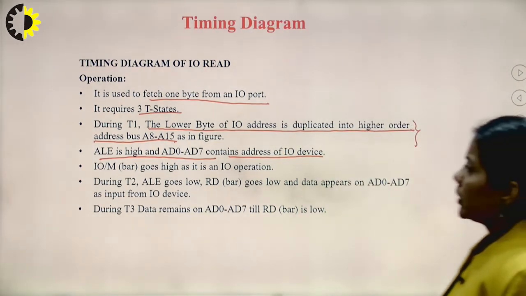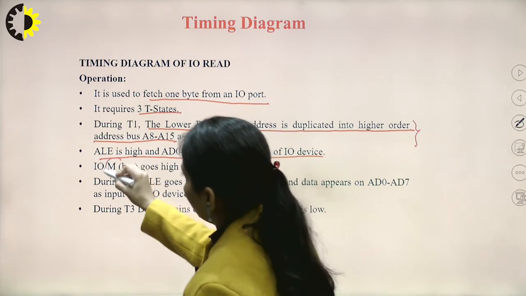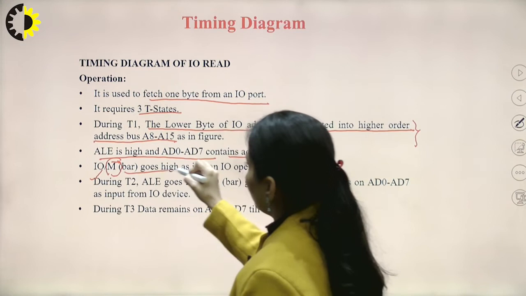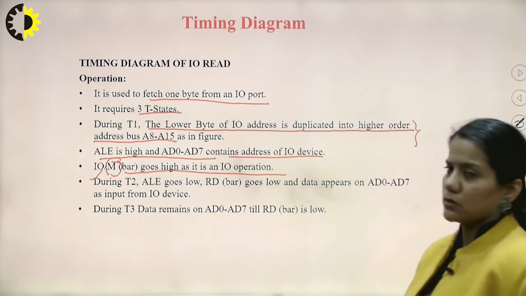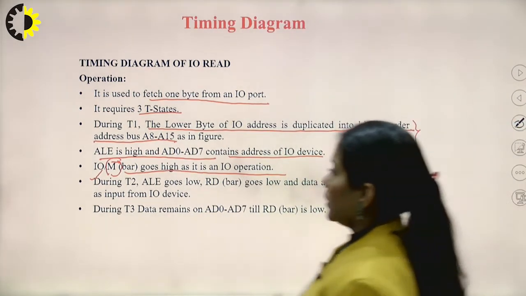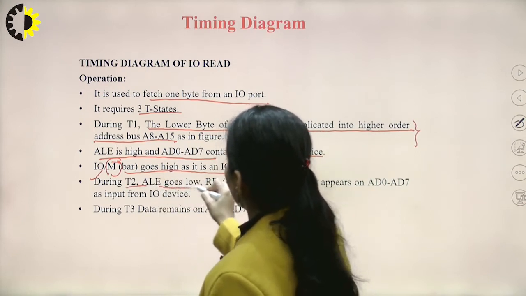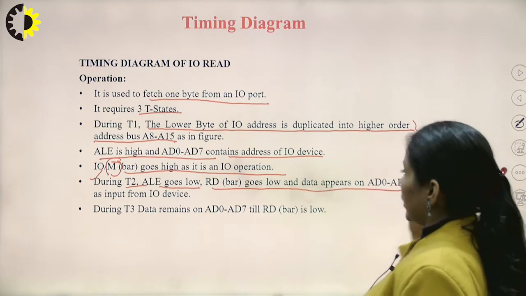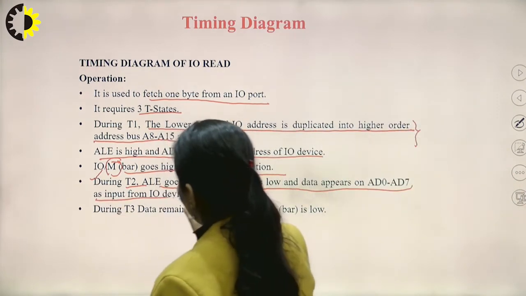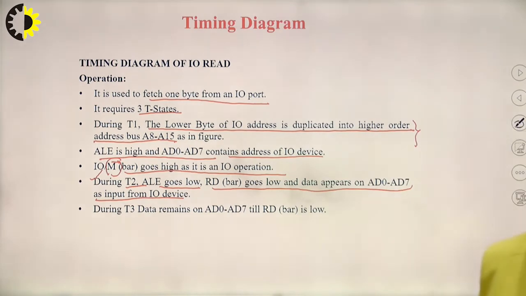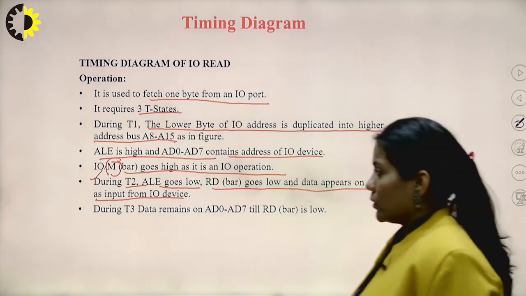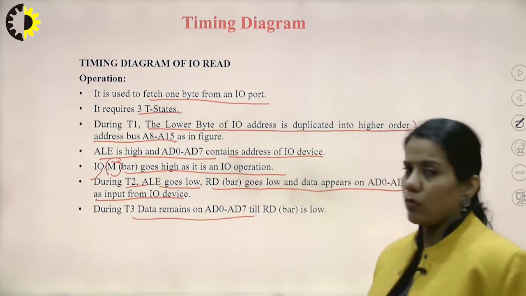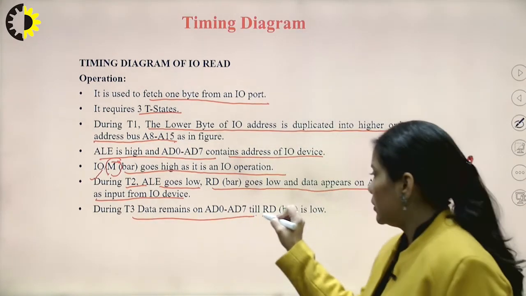IO/M bar is active low for memory, so it will go high as it is an input output operation. During T2, ALE goes low, read goes low, and data appears on AD0 to AD7 as input from the input output device. During T3, data remains on AD0 to AD7, and till what point will it remain? Until the read signal is low.